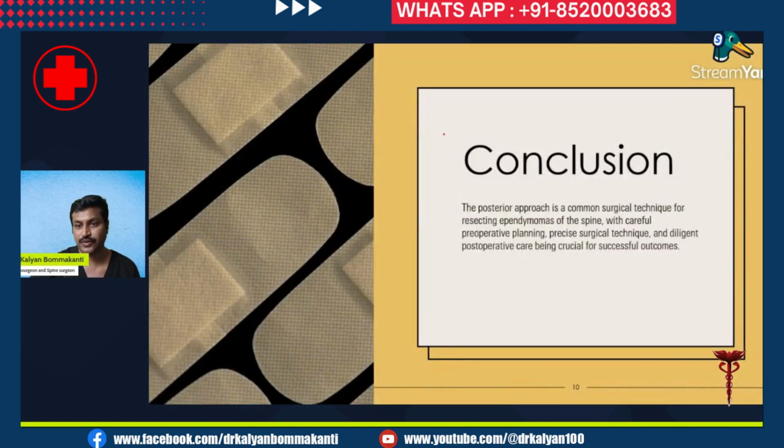So let us conclude. Among all the approaches for spinal cord ependymomas, the posterior approach is the most common surgical technique. With careful preoperative planning, precise surgical technique, and diligent postoperative care, very good outcomes, success of more than 70 to 80%, and in smaller cases even a 90% success rate, can be achieved.